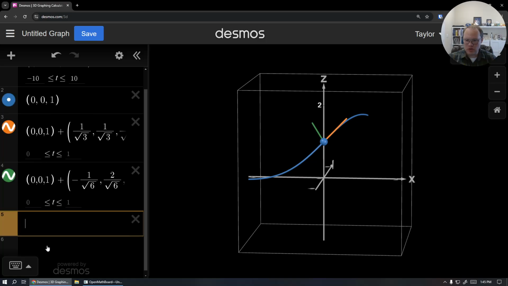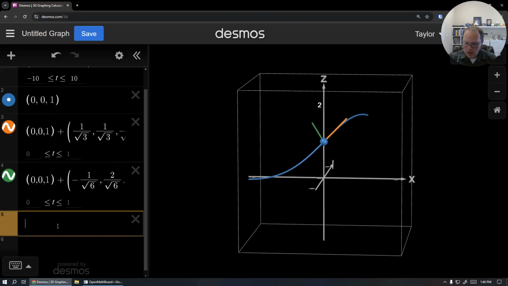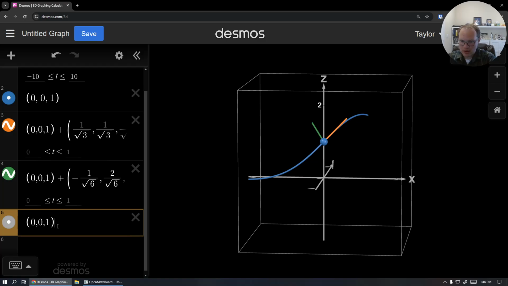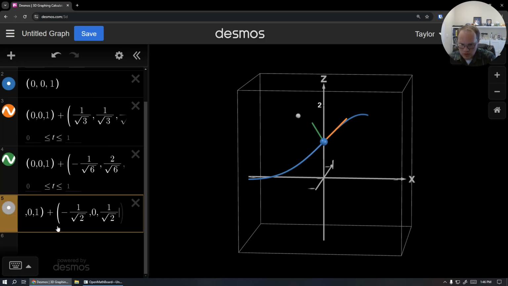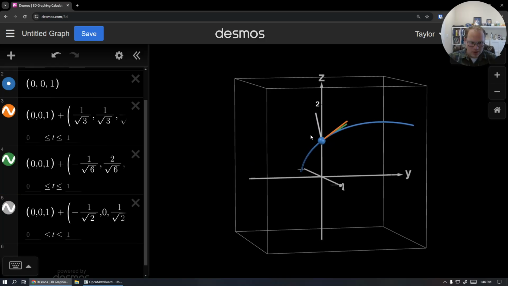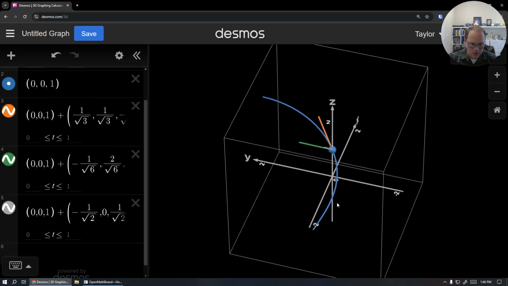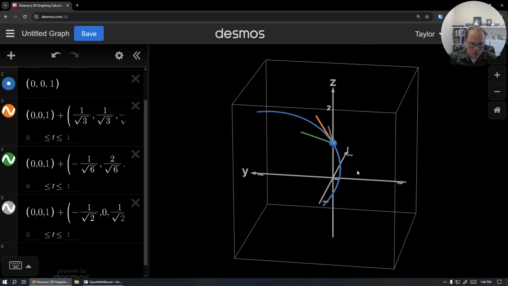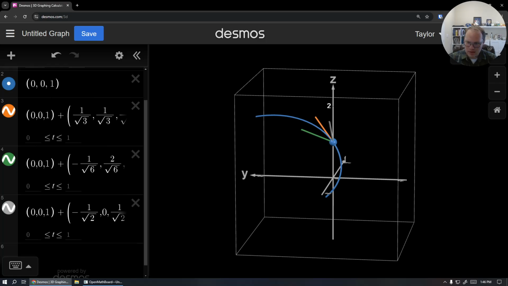That's the concave side. Okay, one more. Let's do the unit binormal. There should be nothing happening in that direction. So that's negative 1 over root 2, 0, 1 over root 2. So make sure I start at the point. Negative 1 over root 2, 0, 1 over root 2, t. Okay, and you could see that direction. It's also orthogonal to the curve. And it's pointing in the direction where nothing is happening.